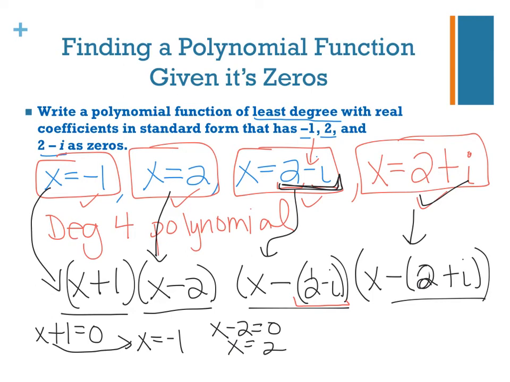Now, my goal here is to figure out what the function f of x looks like. To do that, I need to take all 4 of these factors and multiply them together to get my polynomial function. Obviously, I don't have enough room here, so I'm going to do that on the next slide.